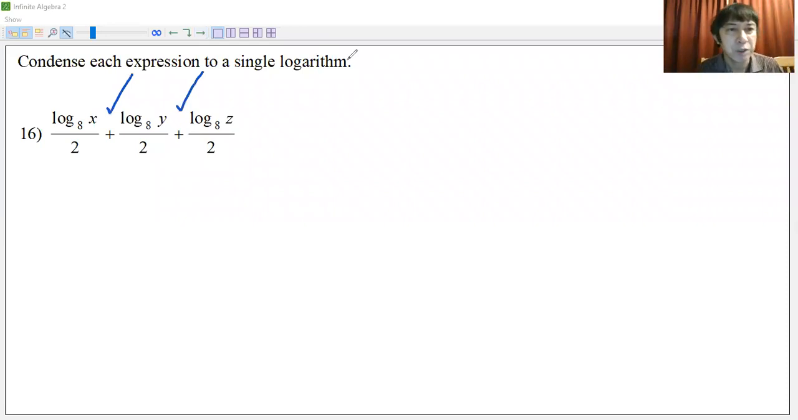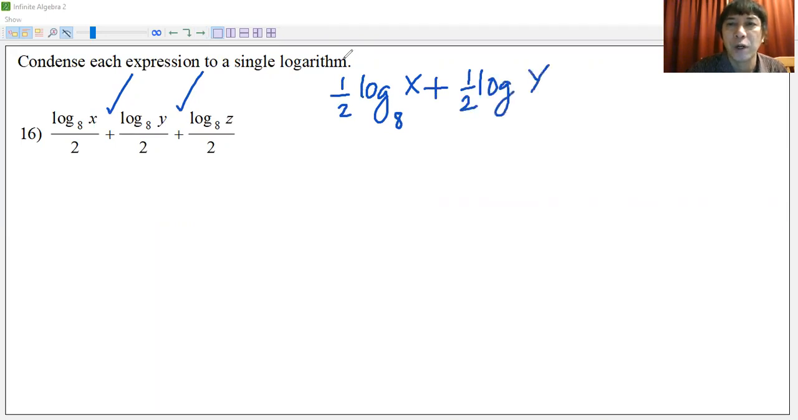So that means this is logarithm of x over 2 plus logarithm of y over 2 plus logarithm of z over 2. And we can actually put the 1/2 in front. So this will just be 1/2 logarithm of x base 8 plus 1/2 logarithm of y base 8, and we have 1/2 logarithm of z base 8. That's letter z.